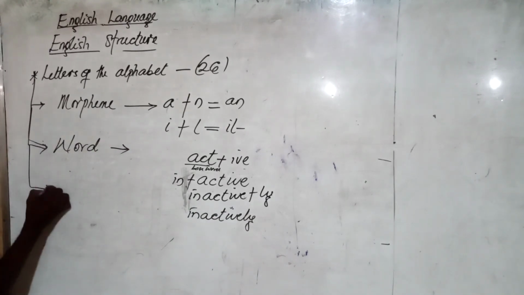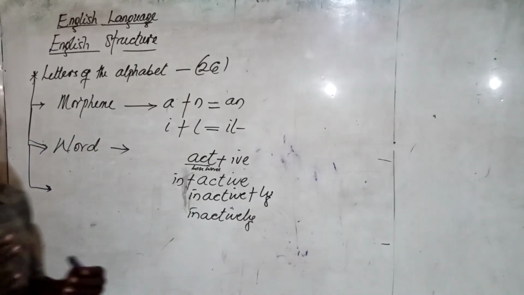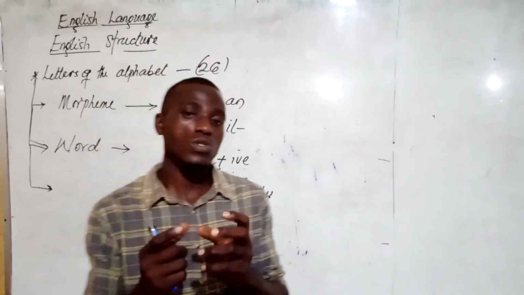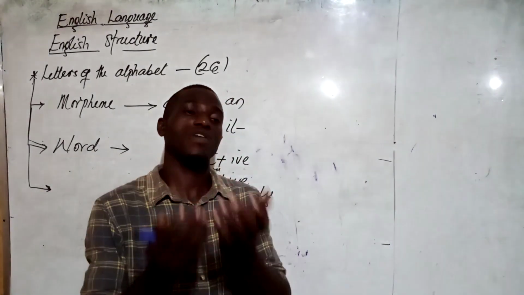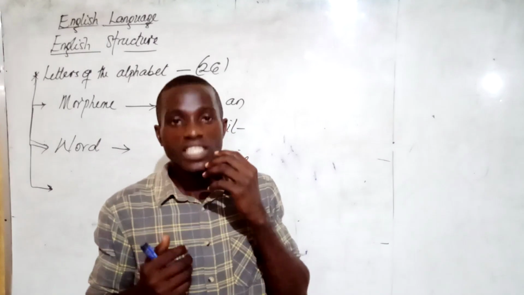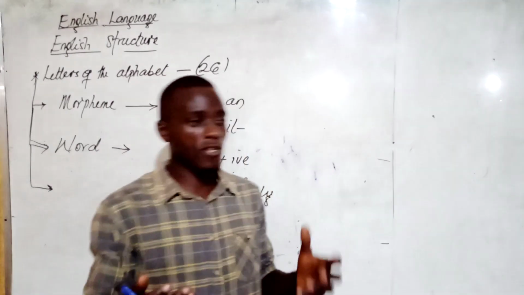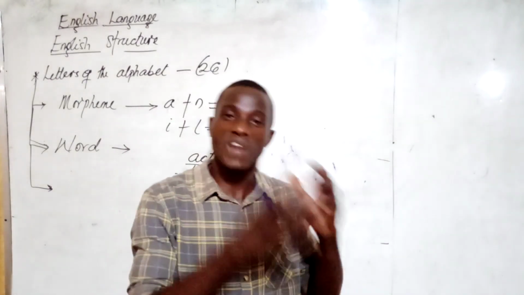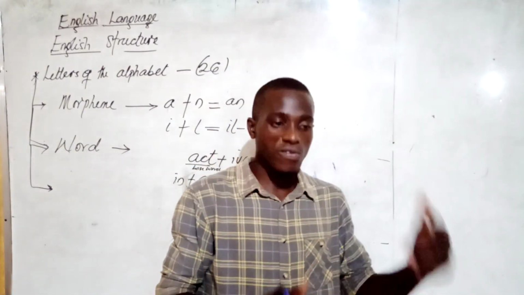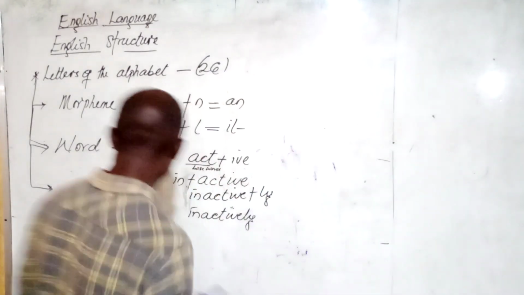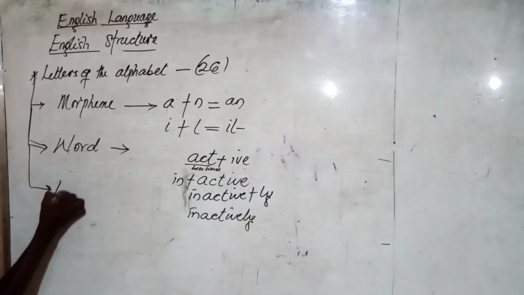All right, when words now come together, when they combine together without the presence of what we call a finite verb, they form what is called a phrase. When words just conglomerate without a finite verb, then we form what is called a phrase. So, a phrase.